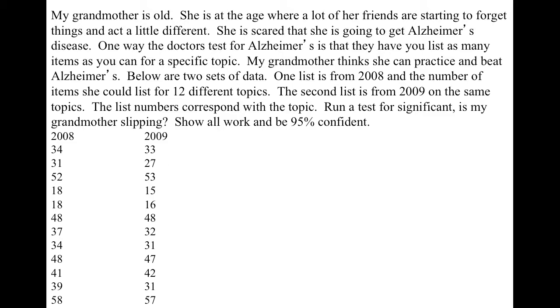So we start this off the same. We're going to have our null and alternate. So the first thing we need to come up with is our null and alternate. Now we want to know, is she slipping is the question. Is she not able to list as many items? So I have mu08 equal to mu09 for my null, and mu08 greater than mu09 for my alternate. We want to see if in 09 she has fewer values. She was able to list fewer items for each topic. Okay. Show all work and be 95% confident. Well, that means our alpha level is 0.05. And now to our p-value.